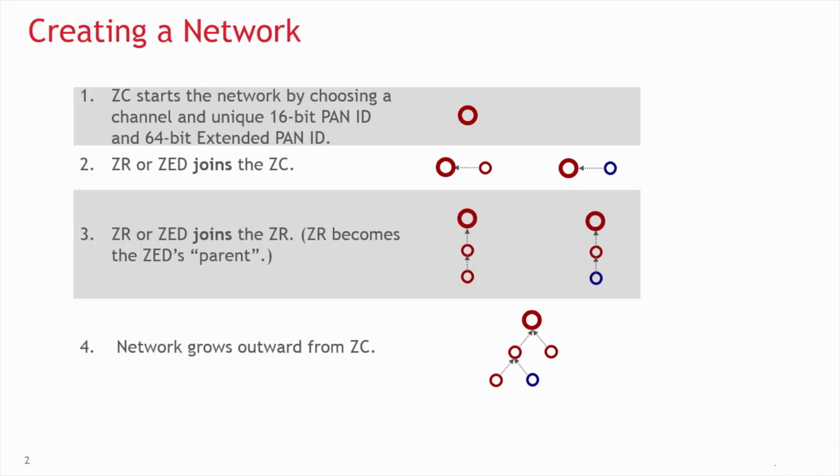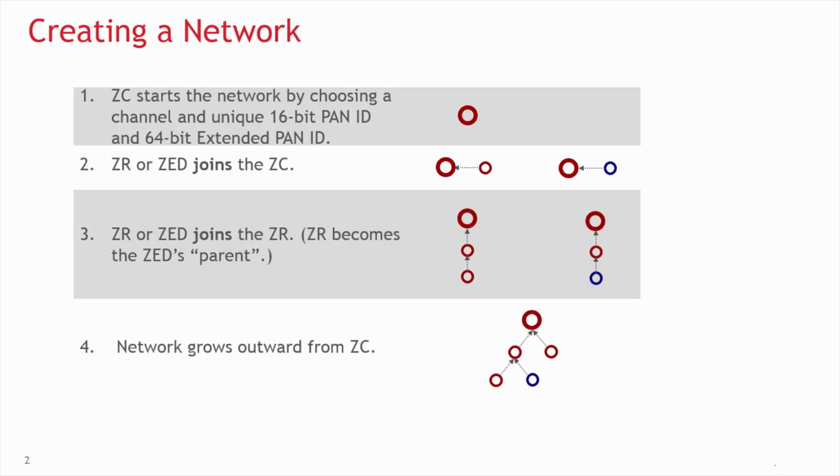Let's begin where the network begins, and that's about creating a network. When a ZigBee network starts, it all begins with the ZigBee coordinator, the ZC. This is shown in our diagram here. If you remember from the previous part of this video series, the ZC is represented by a thick red circle. The thin red circles are routers, and the thin blue circles are end devices.